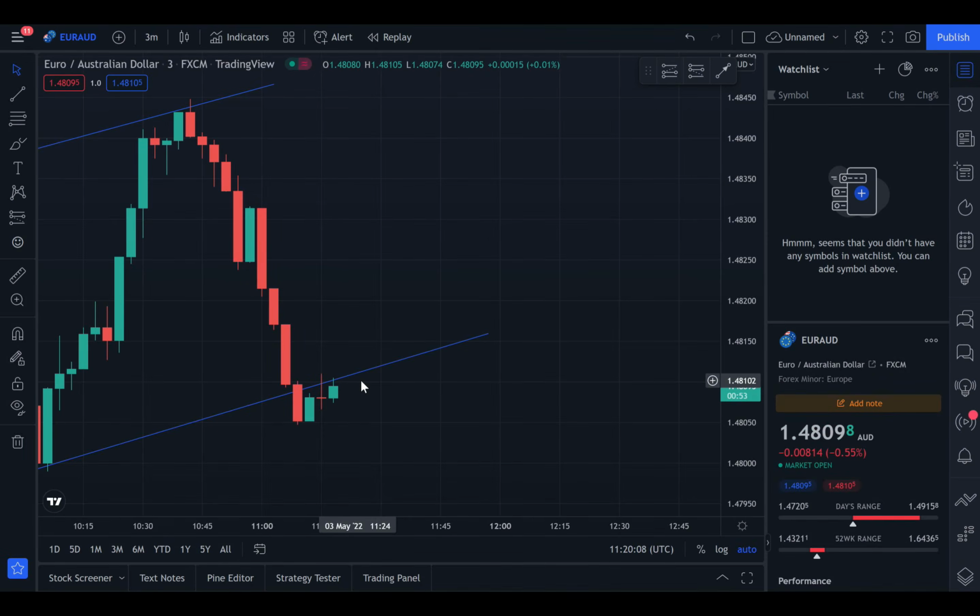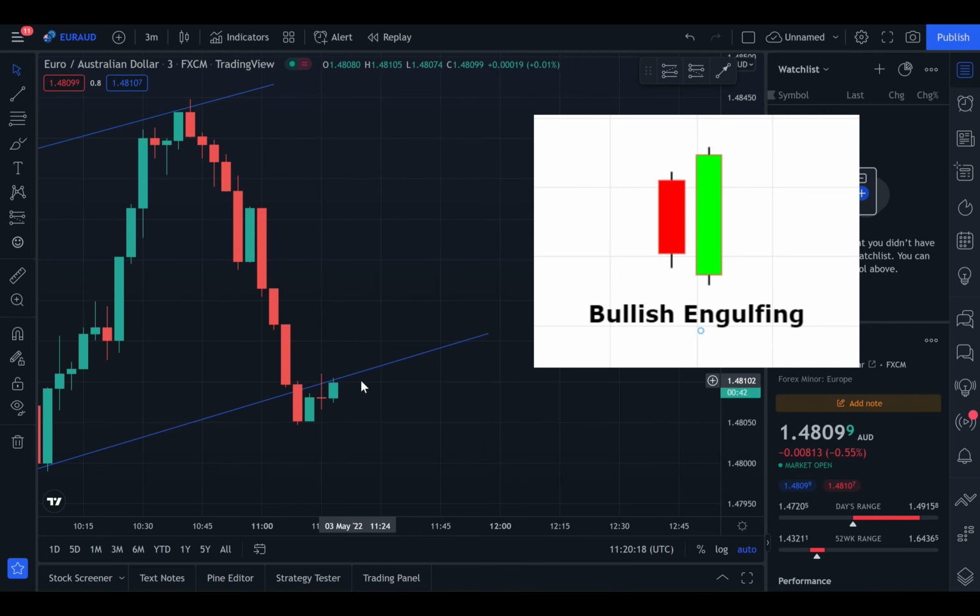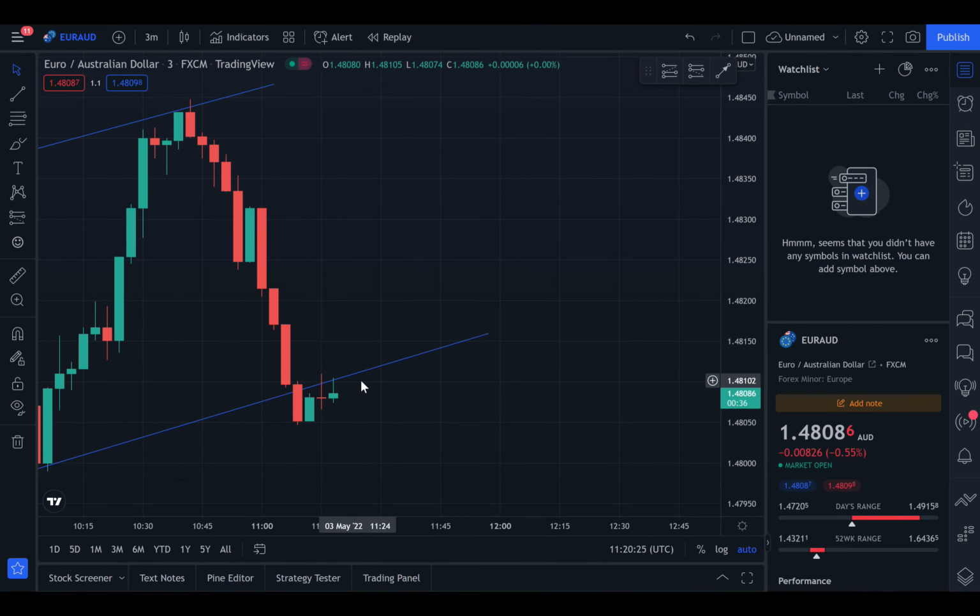And now actually, if we go back to TradingView, you can see that the price has already started testing our support level, and we are not rushing. We are waiting for the bullish engulfing pattern to form. Then and only then we are taking a 3-minute long trade in this situation.